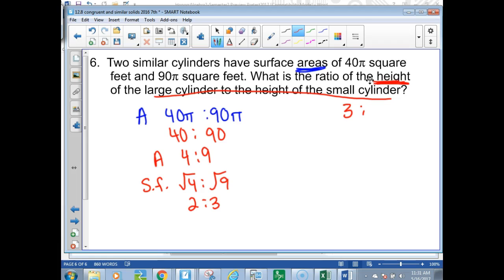It's saying, what is the ratio of the heights? Heights are length, right? So that's just your plain A to B. And it said larger to smaller, so I'm going to turn this around and say 3 to 2. That's the answer to the question. It said large to small, so I flipped it around.